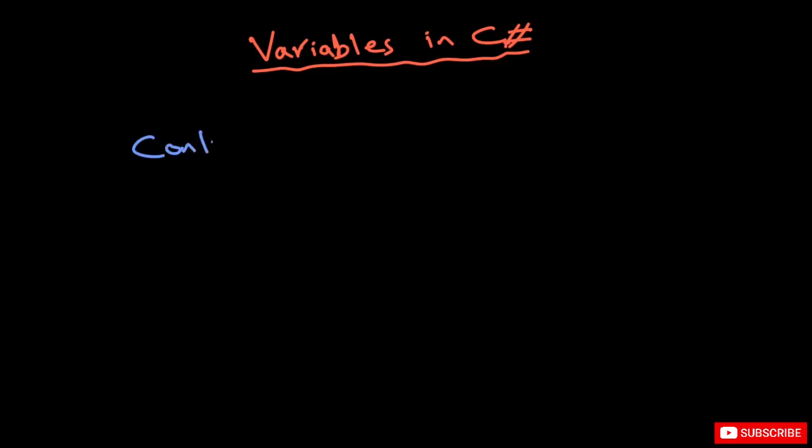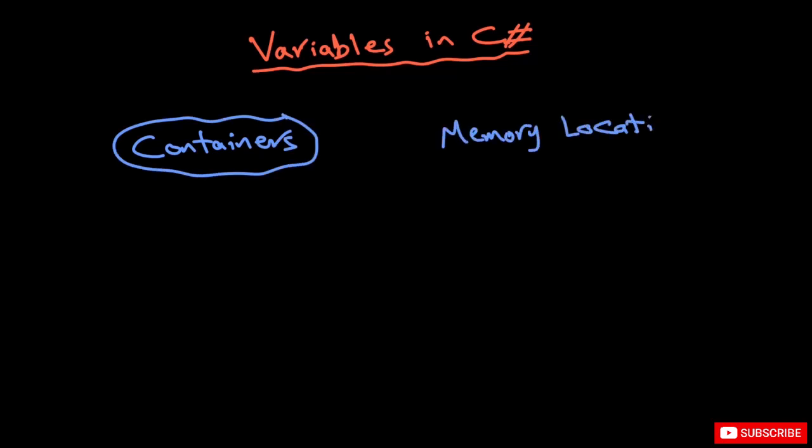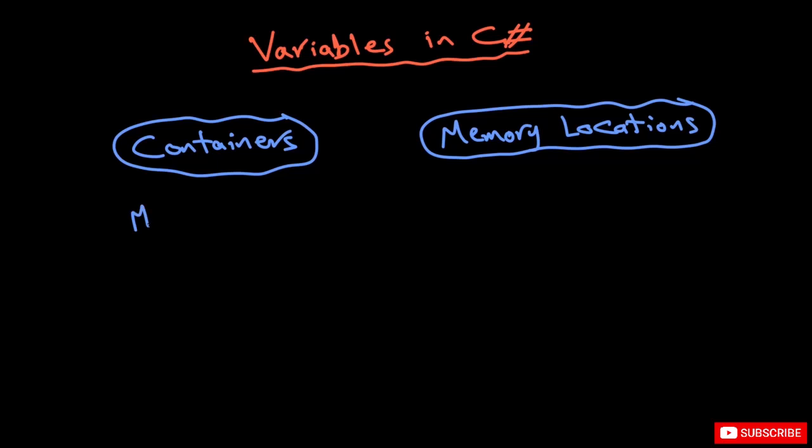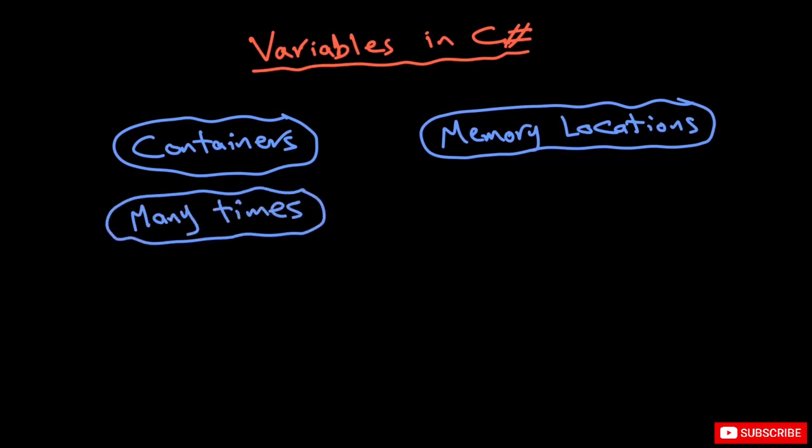Hello and welcome to this lesson about variables in the C# programming language. What is the meaning of a variable? A variable is like a container or a memory location to store different types of data. You can store strings, you can store numbers, booleans, or any data type inside a variable, and you can use this variable name many times in your program.